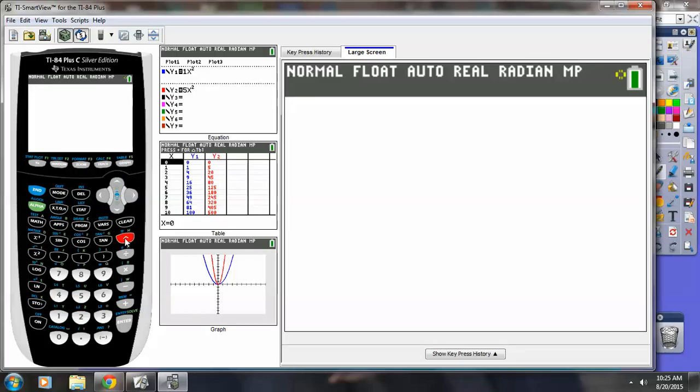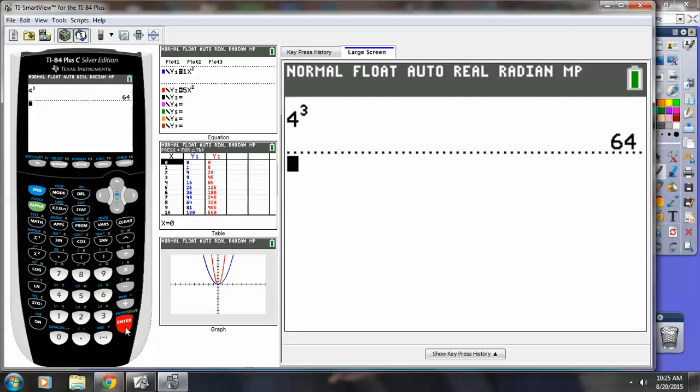My calculator on the screen is a little bit different than yours, so it's not going to show the up arrow. Yours will have the actual arrow. 4, up arrow, 3. That means take 4 to the 3rd power. What is 4 to the 3rd power? 64 is correct.